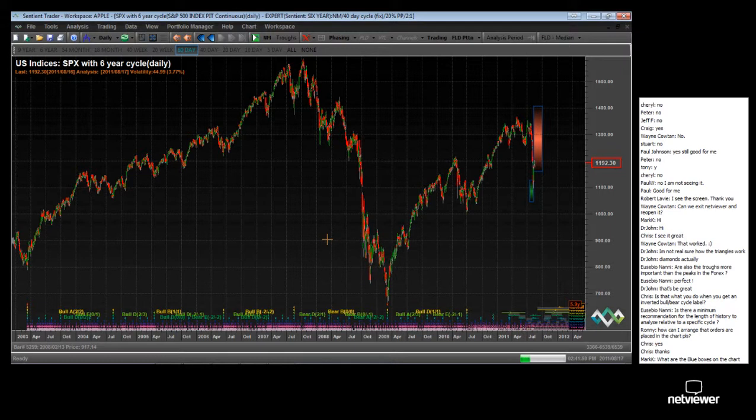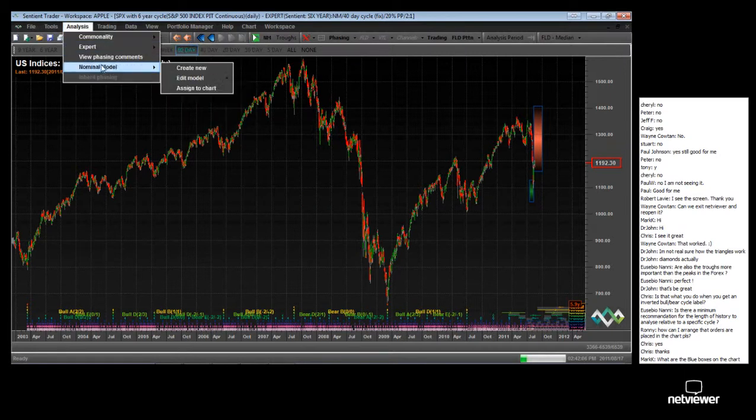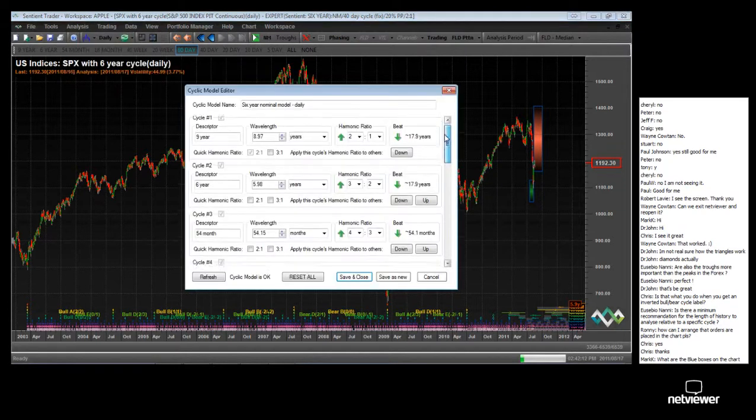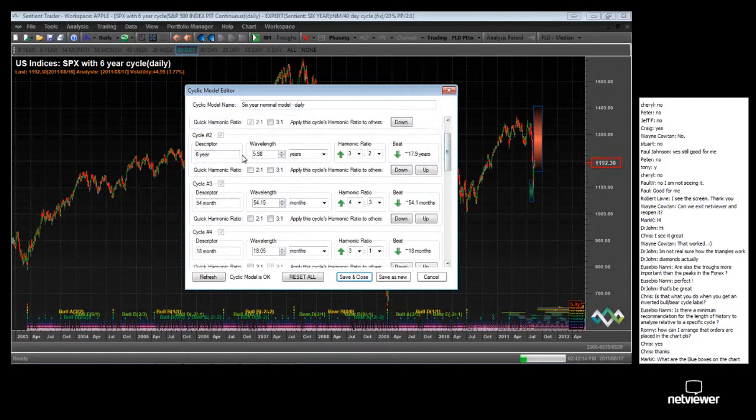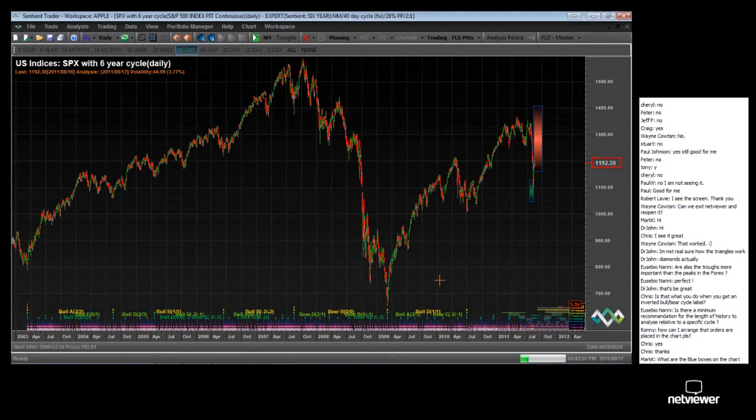So here I have done exactly the same analysis on the S&P 500, just to wrap up our discussion of the S&P 500, and I have included a 6-year cycle. With Sentient Trader, you can build your own nominal model. You're not limited only to the cycles that Hurst believed were present in the data, or the cycles that I believe are present. You can build your own nominal model, and you can perform an analysis on the basis of your own theories about what cycles are really present in the data. And I have built a nominal model which includes a 6-year cycle.